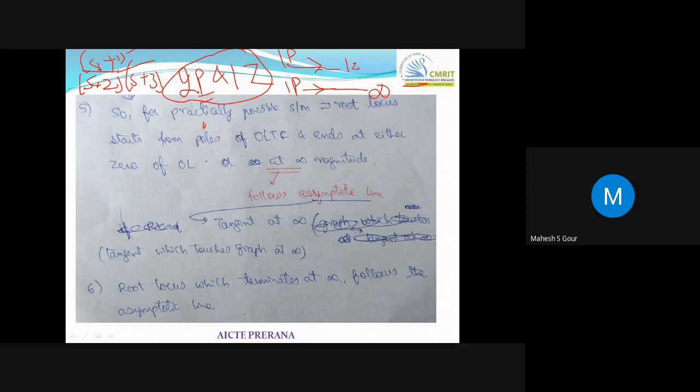Okay, I think you might have learned this thoroughly in your control systems course, right? So now the next thing is how the path of this pole should go, because it is going to infinity. That is solved by using the asymptotic line. What is an asymptotic line? It is a tangent to the graph at infinity.